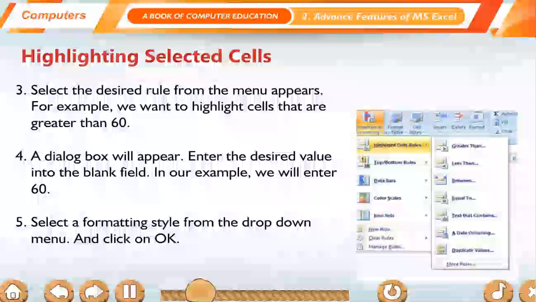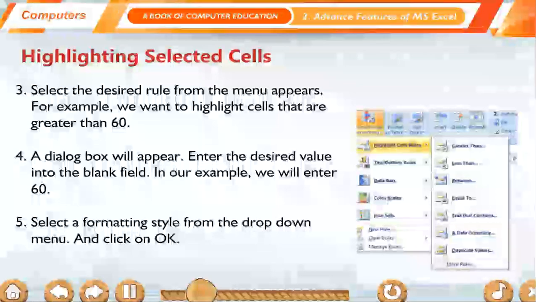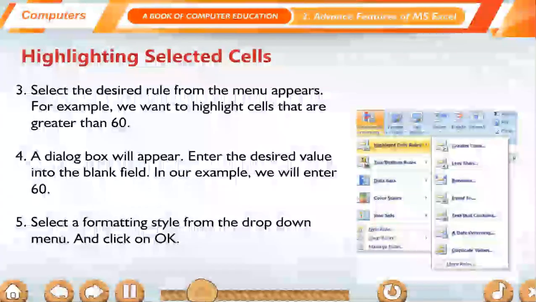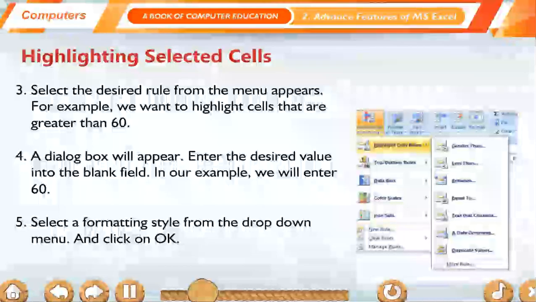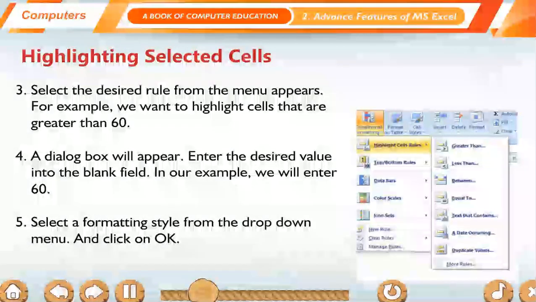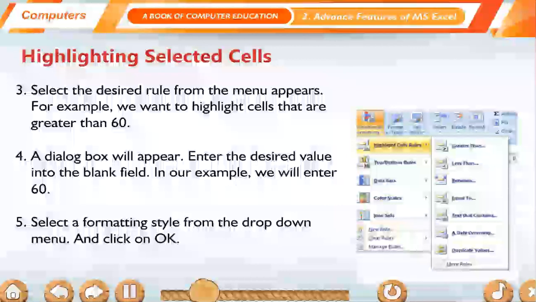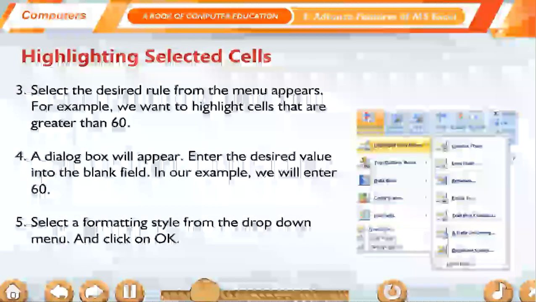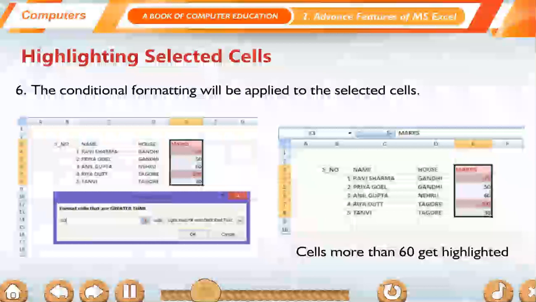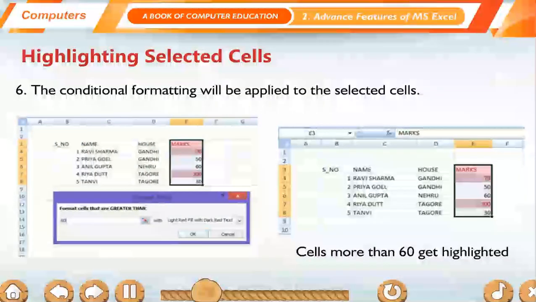A dialog box will appear. Enter the desired value into the blank field. In our example, we will enter 60. Select a formatting style from the drop-down menu and click on OK. The conditional formatting will be applied to the selected cells.